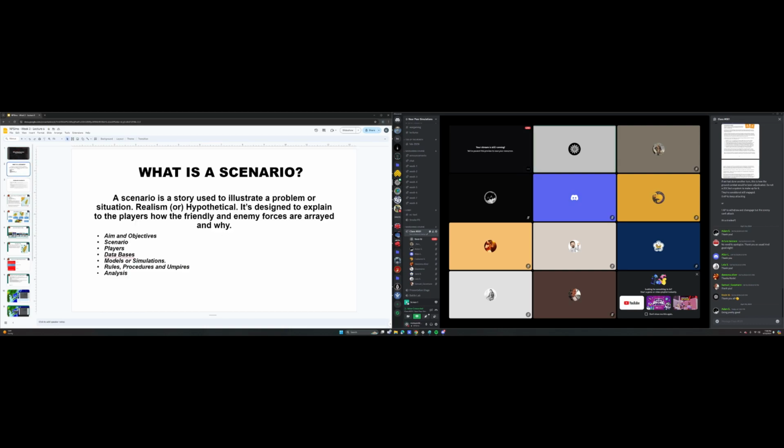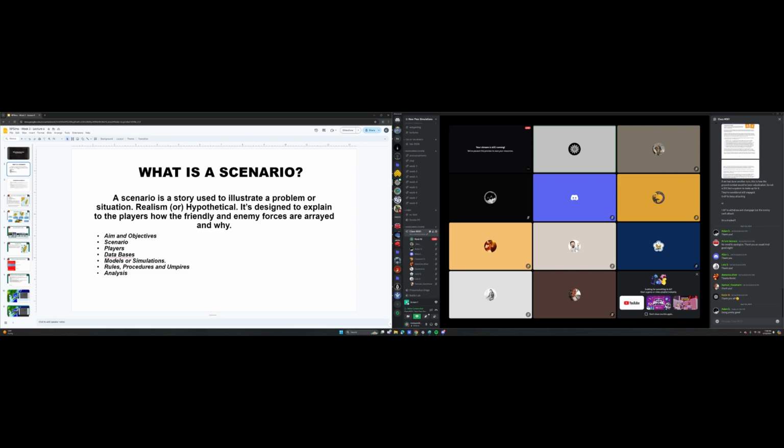So, what is a scenario? To me, and the way that I want everyone to think about this, a scenario is just a story or a narrative used to illustrate a problem or situation. They can be based in real life, they could be hypothetical. It's really just the narrative process that's used as a vehicle to be able to tell the players other kinds of information.